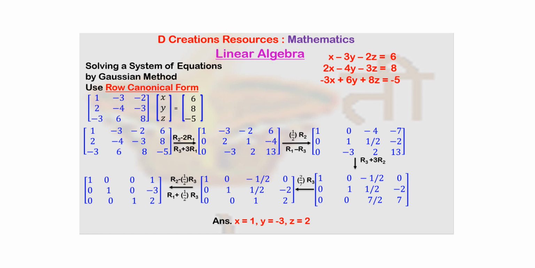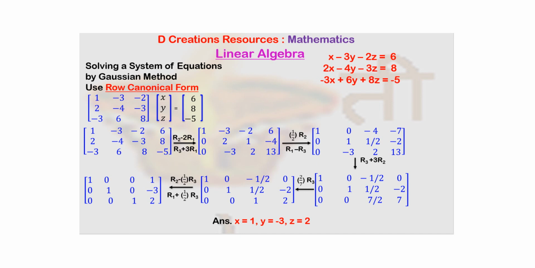You have to add minus 2 into minus 3. Minus 2 into minus 3 is plus 6. So minus 4 plus 6 gives you 2. Similarly, see this entry. Minus 2 into minus 2, which is plus 4. So minus 3 plus 4 is 1. And the last entry, 6 into 2 is 12. So 8 minus 12 is minus 4.